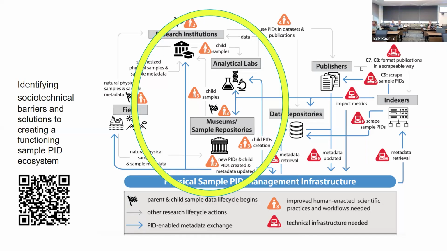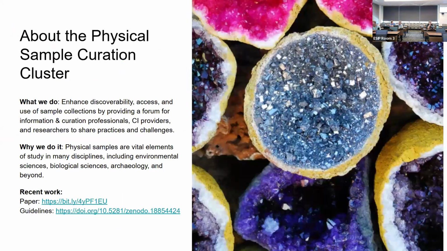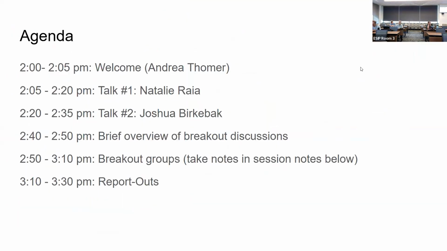I think that was the main thing. Okay, and with that, I'm going to hand it over to Natalie. I'll go back to our agenda. So we have 2 talks, Natalie and then Joshua, and then we're going to break into some breakout sessions based on those talks and do some report outs. And also, I would love to have discussion about future directions for the group as a whole for folks that are hoping to stay involved going forward. So, great, I'm going to hand it to Natalie.